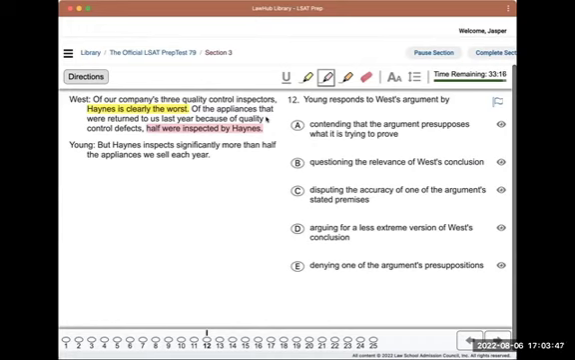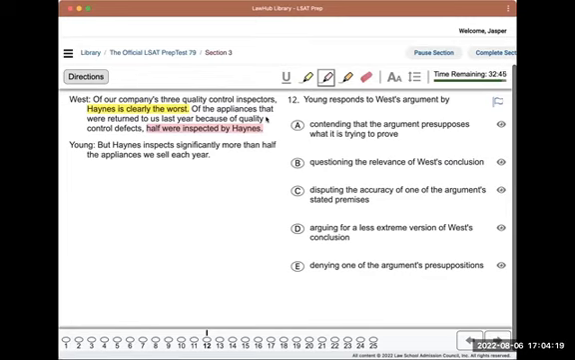And there are a lot of assumptions for me to get to that point. So I'm trying to think, okay, what is West assuming when West says that because half of these returned appliances were inspected by Haynes, therefore Haynes is clearly the worst? Well, assuming that more than his fair share of appliances had defects in them that he didn't find, right? Because they ended up going to customers. All right, so Young's response is, but Haynes inspects significantly more than half of the appliances we sell each year.